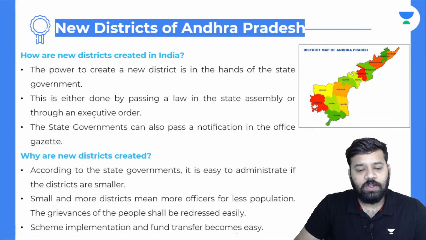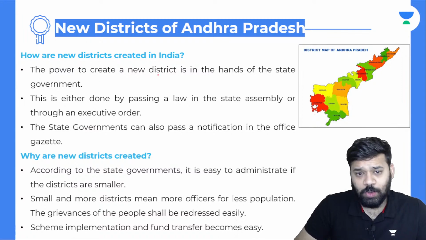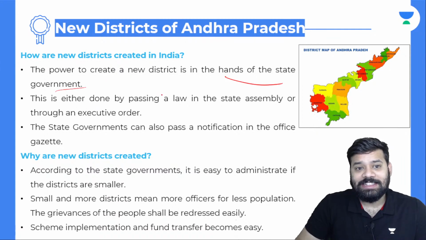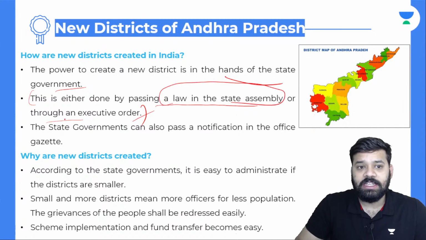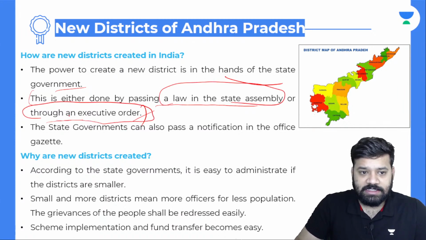Going forward, how are new districts created in India? Now the question arises, sir, who can create new districts in India? The power to create a new district is in the hands of the state government. This is either done by passing a law in the state assembly or through an executive order. The state governments can also pass a notification in the official gazette.